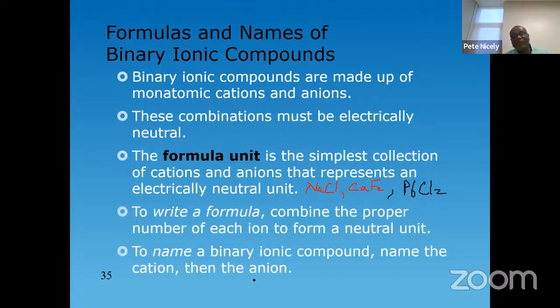Okay, so to write down the formula for an ionic compound, we have to combine the proper number of each ions present to form a neutral compound. So basically, you have to make sure that the total number of plus charges are equal to the total number of negative charges. And then to name the binary ionic compound, the convention is that you name the cation first, the positively charged ion first, and you follow that up with the name of the anion, all right?